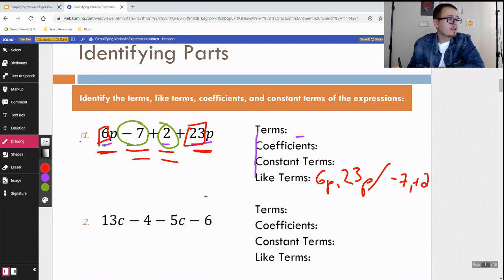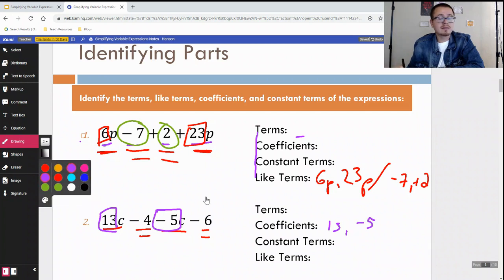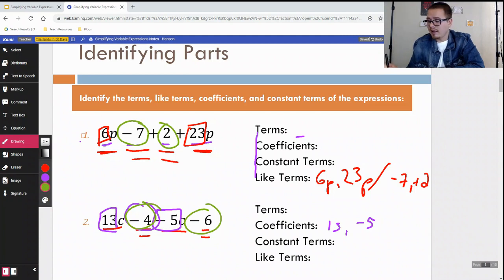All right. So right away, like term. I got my coefficients, the numbers attached to the variables. All right, 13, -5. Got my constants. Constants are just my numbers. So -4. Oh, that should have been green. Sometimes it doesn't pick up right away. -4, -6. This is my Star XP pen tablet I got on Amazon. It's straight. It's not perfect, but it does the job.